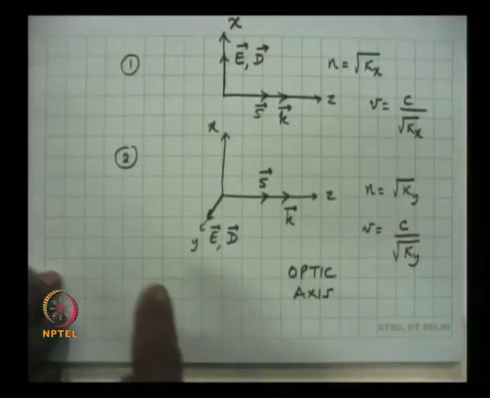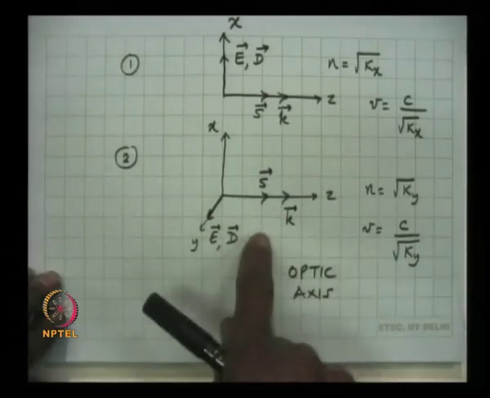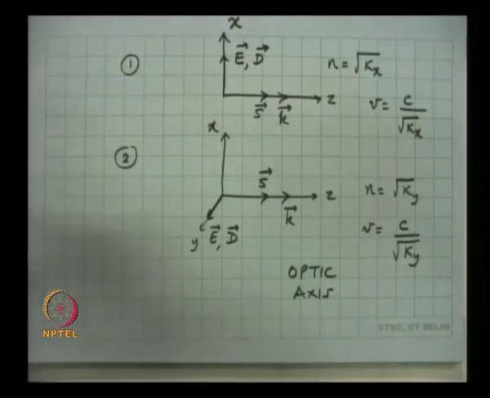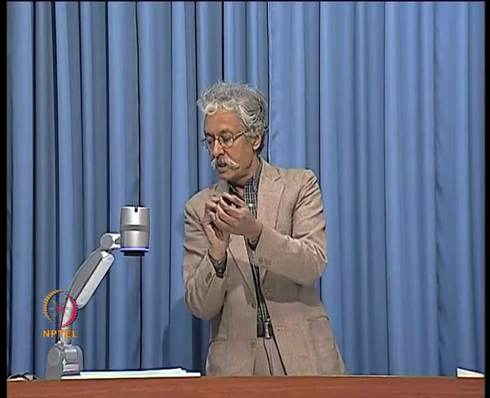Okay. So, in these two modes, the S vector and k vector are parallel to each other, and E and D are parallel to each other, and I have one x polarized mode. So, the propagation is like this: one x polarized mode travels with velocity c by square root of kx, the y polarized mode travels with the velocity c by square root of ky, and so these are two eigenmodes.